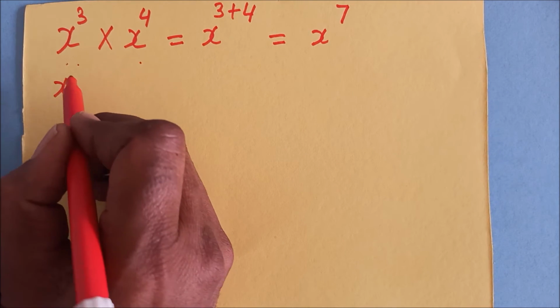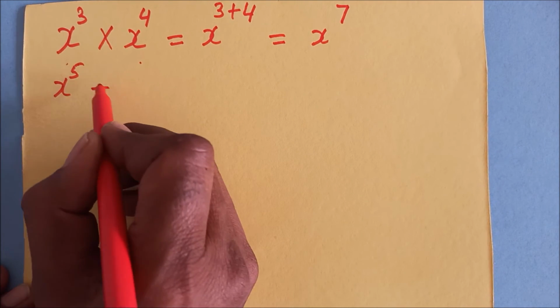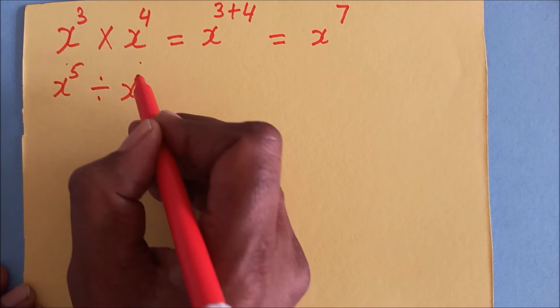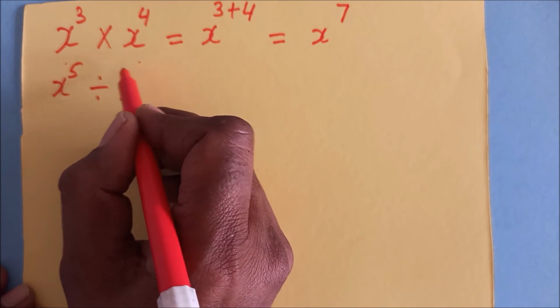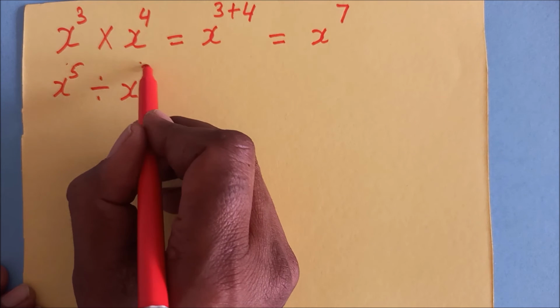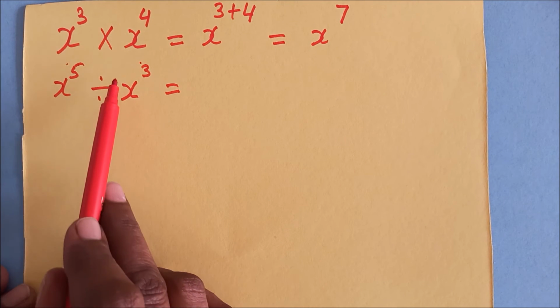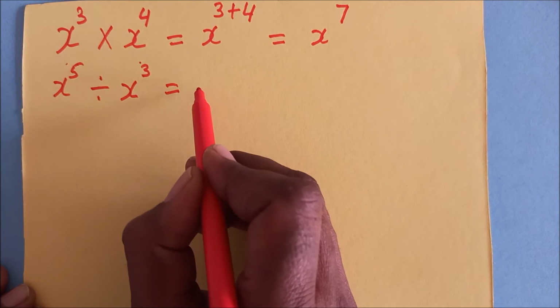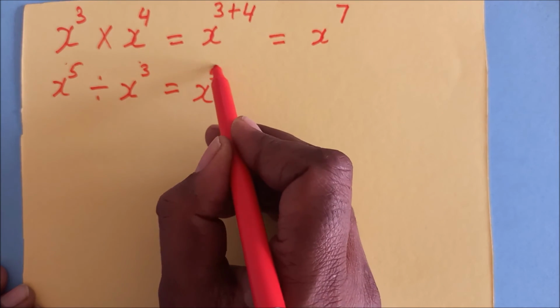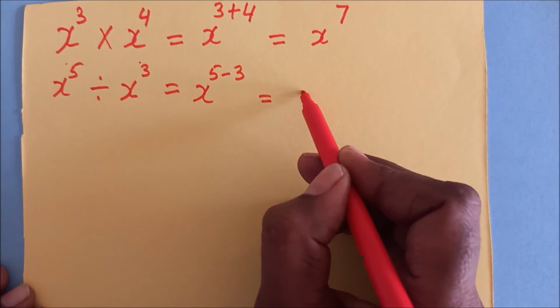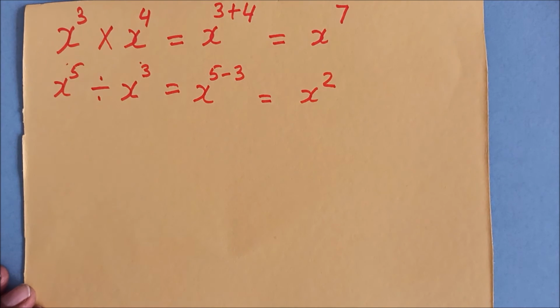Now we can take division also. x^5 divided by x^3. As you can see there is a division sign there, so we will subtract the powers. 5 minus 3, so the final answer is x^2. I hope you understood that.